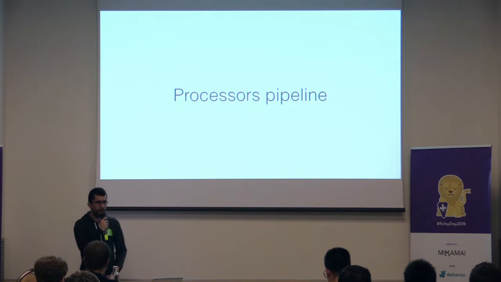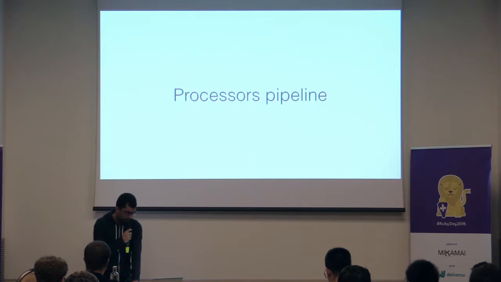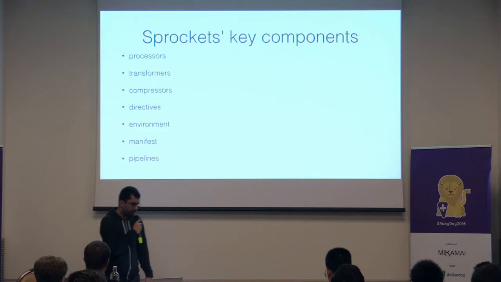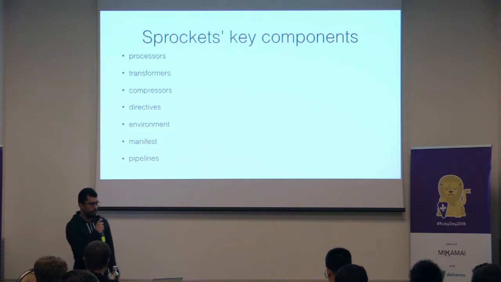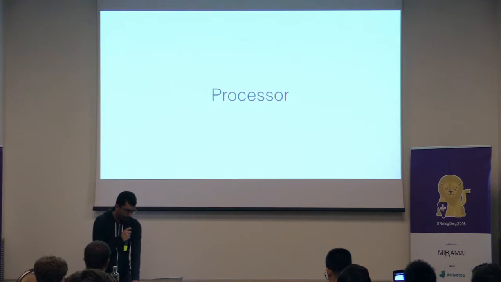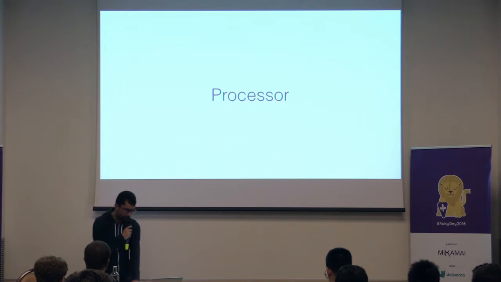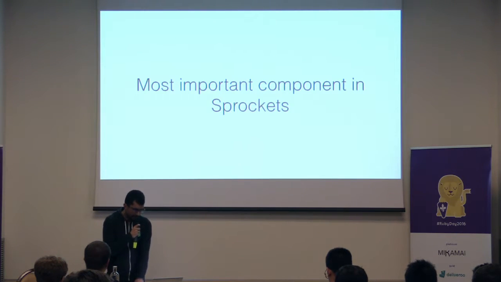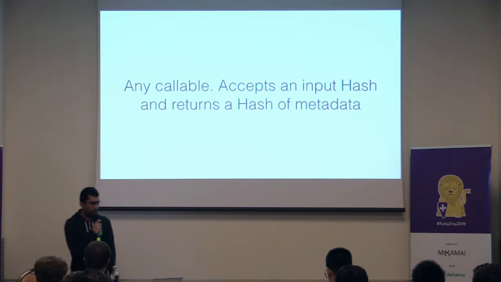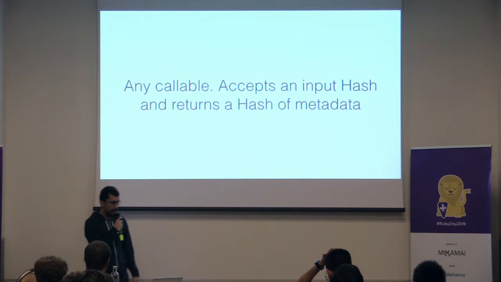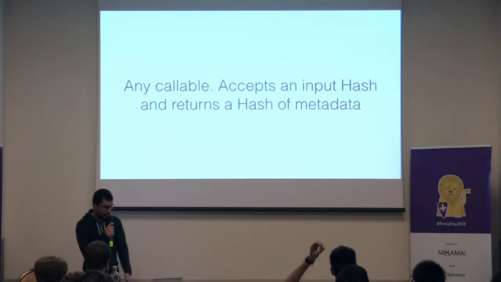So I'm going to explain this further. The key components of Sprockets are processors, transformers, compressors, directives, and so on. I'm going to talk about them. So this is only for listing them. And the main component of Sprockets is called the processor. It is any callable object that accepts a hash as input and returns a hash of metadata.